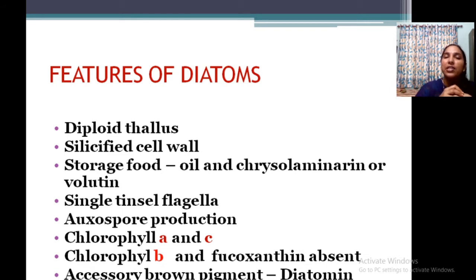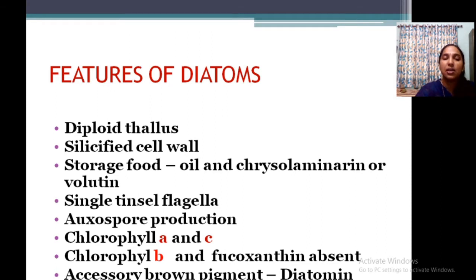Then if flagella are present, only a single flagellum. Reproduction is by vegetative and sexual means, no asexual reproduction, and sexual reproduction is by a method known as auxospore formation. These are all new terms, everything is new to you. And chlorophyll a and c are present, but chlorophyll b is absent, fucoxanthin is also absent. But an accessory, an extra pigment, a brown pigment, namely diatomin, is present.